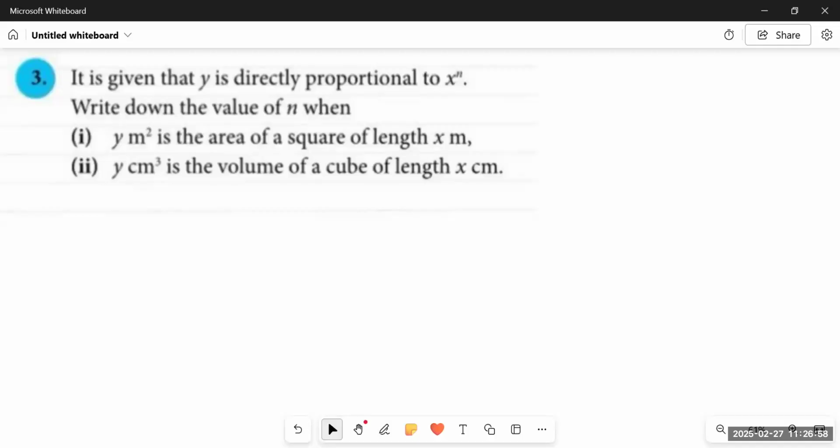Now we are provided with a scenario and we have to solve this question having knowledge of area and perimeter, surface area and volume. So let us first understand what the area and what the volume is.